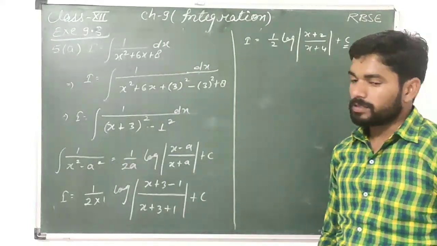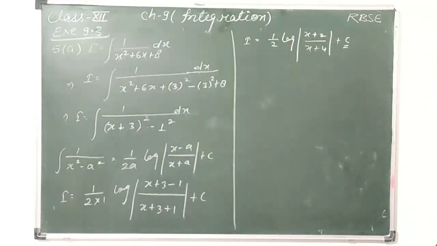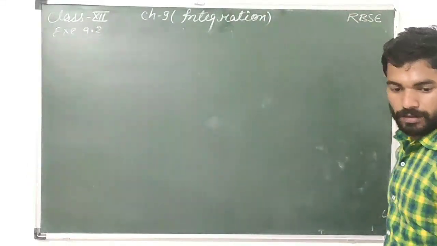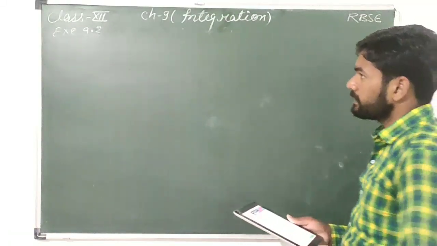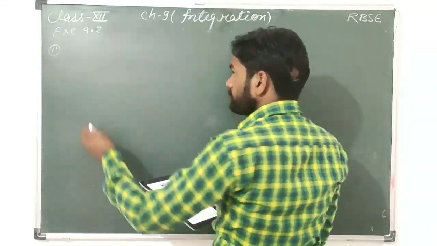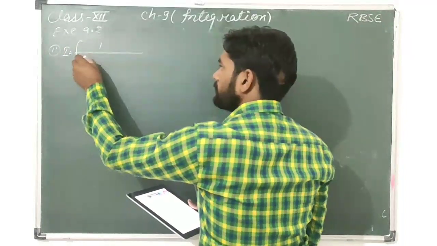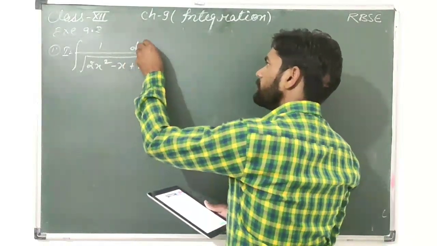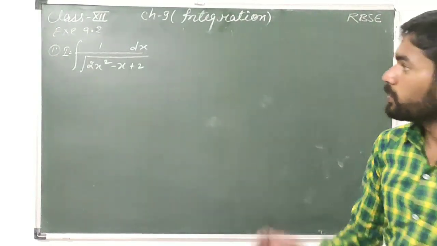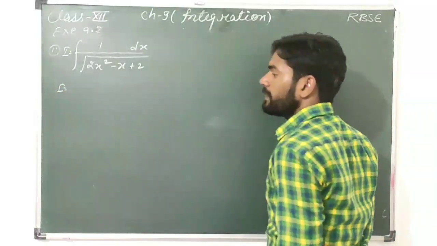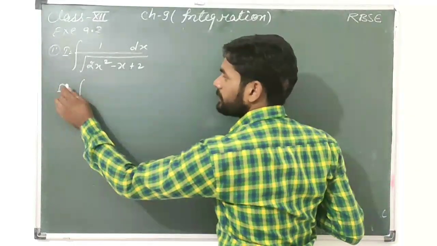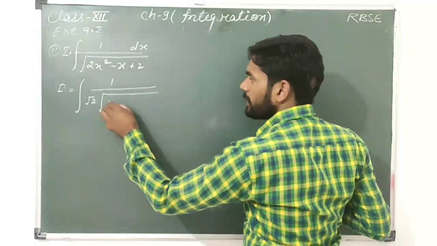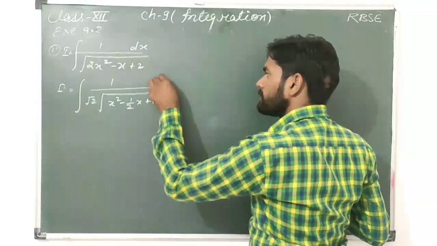Clear? Now the second part of the exercise. Second part of the same question. Second part is the integral of 1 upon under root 2x² minus x plus 2, dx. Look very carefully. I is equal to the answer we have. First of all, take root 2 as common: x square minus 1 upon 2 x plus 1, dx.